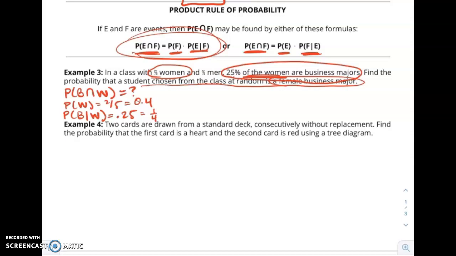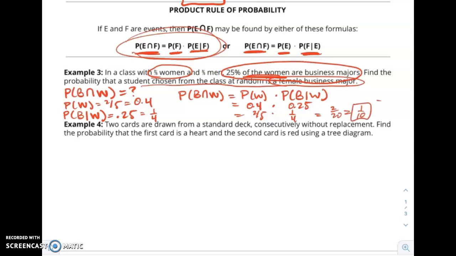So then if I use my equation at the top, I'm going to have the probability of business intersection women equals the probability that it's a woman times the probability that it's a business major given that it's a woman. And so you're going to have 0.4 times 0.25, or you could think of this as 2/5 times 1/4, which ends up giving you 2/20, which is 1/10. So 1/10 or 0.1, whichever method you want to use.